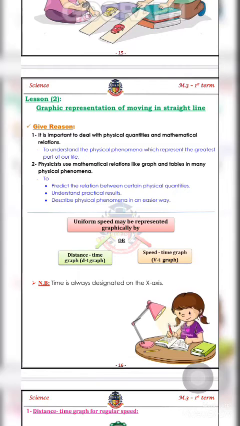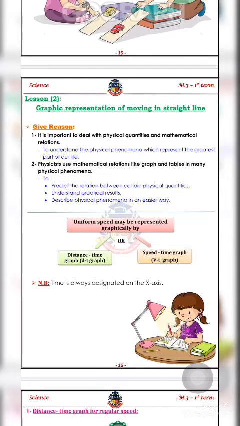Now let's sum up what we studied in lesson 2. Lesson 2, the graphic representation of moving in straight line. At first, we have to know the importance of dealing with the physical quantities and mathematical relation, which is to understand the physical phenomena. Number 2, why did the physicists use mathematical relations like graphs and tables in many physical phenomena? And this is for 3 reasons, to predict the relation between certain physical quantities, to understand practical results, and to describe the physical phenomena in an easier way.